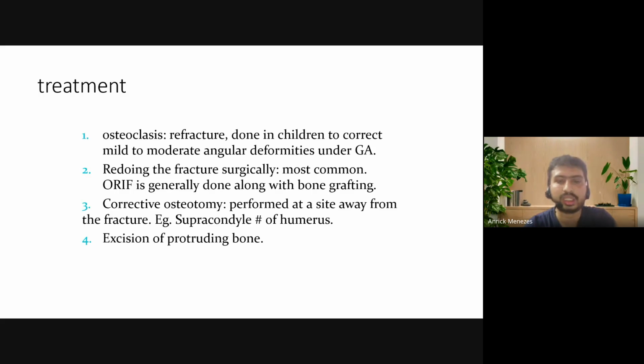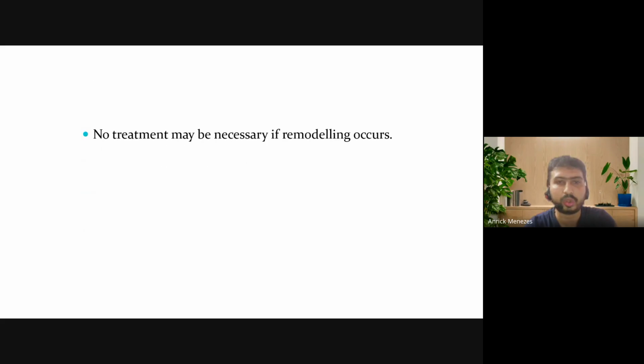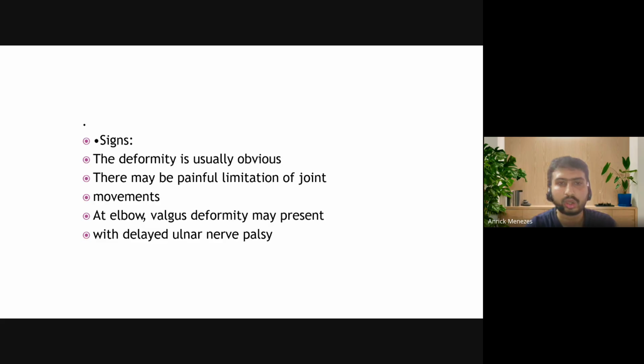Treatment: osteoclasis, that is, refracture done in children to correct mild to moderate angular deformities under general anesthesia. Redoing the fracture surgically, most commonly open reduction and internal fixation, done along with bone grafting. Corrective osteotomy at the site of the fracture, for example in cases of supracondylar fracture, or excision of protruding bone. No treatment is necessary if remodeling has occurred.